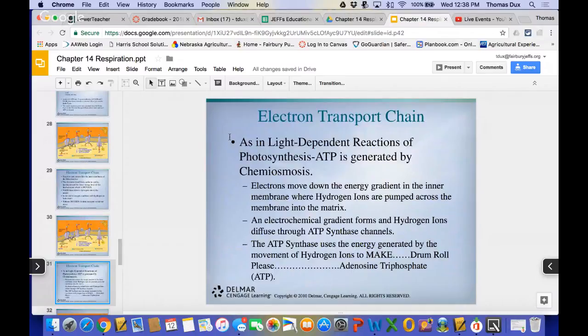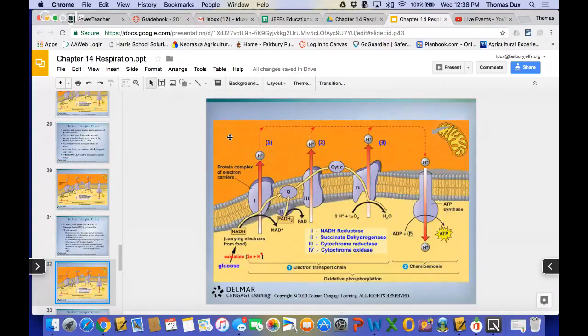Our last slide was simply this. As in the light-dependent reactions, ATP is generated by chemiosmosis. And as the electrons move down the energy gradient, we get tons and tons of adenosine triphosphate. So it works similar to photosynthesis. The only difference is that light is not required to excite those electrons. That's what the NADH and FADH do.